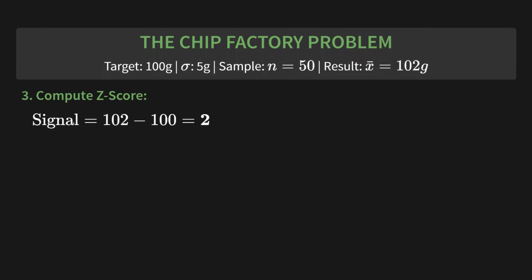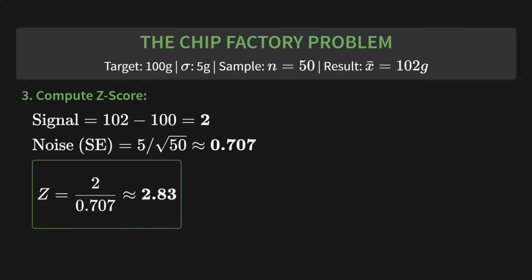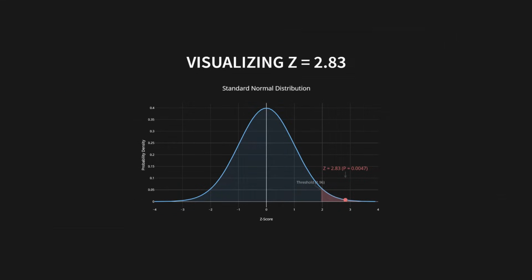Step 3, compute the z-score. Let's plug in the numbers. The signal is our result, 102, minus the target, 100, which is 2. Easy. The noise, which we also call the standard error, is 5 divided by the square root of 50, which comes out to about 0.707. So our z-score is 2 divided by 0.707, which is approximately 2.83. Wow. That means we are 2.83 standard deviations away from the target. So, is that a lot? Let's visualize it. If you imagine a map of all possible outcomes, a z-score of 2.83 is way out there in the tail.